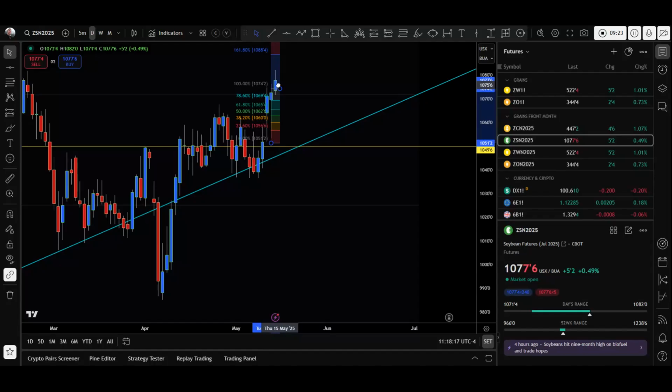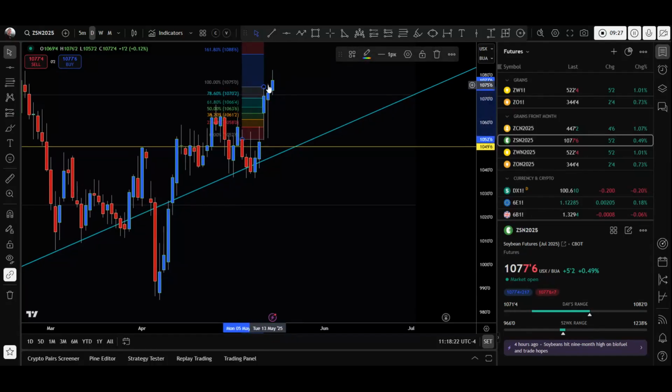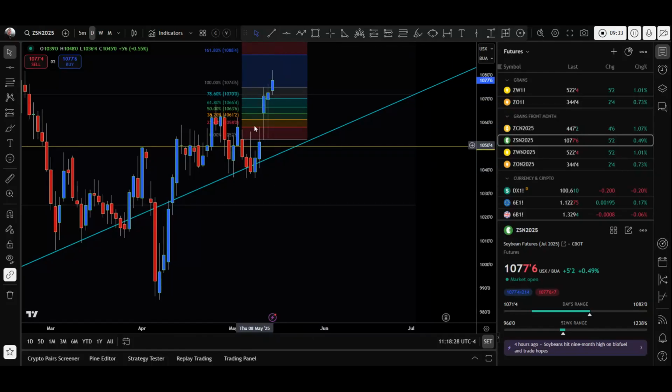And if you're new to Fibonacci, I have a video that explains more about what this tool is. This is called the Fibonacci tool, where you can measure different Fibonacci levels. I'll make another video about that in the future.